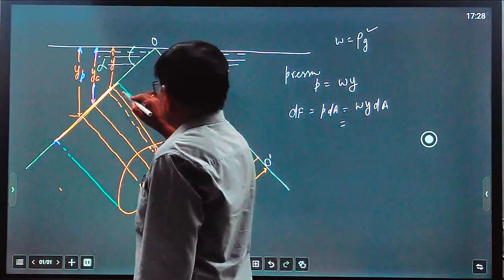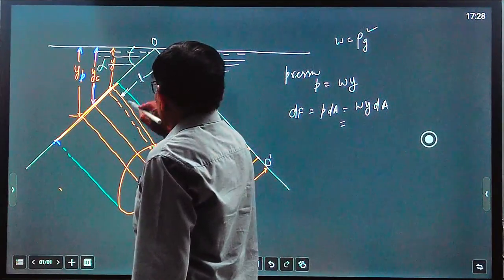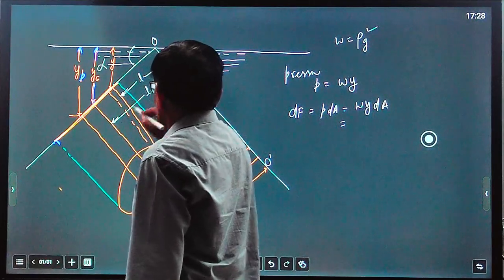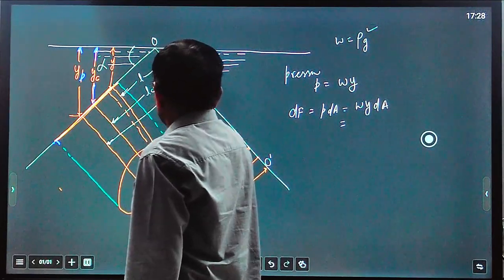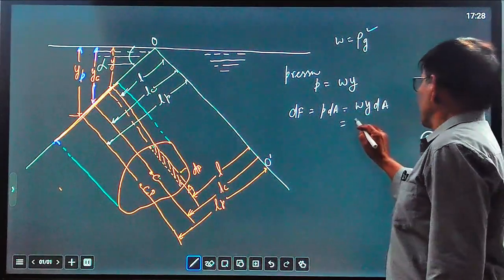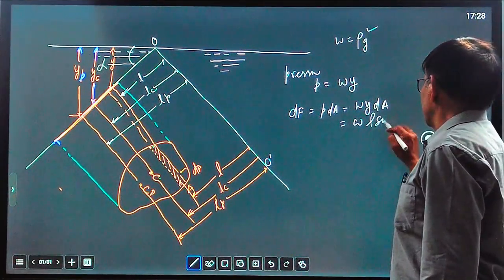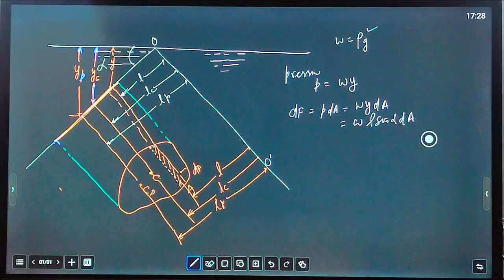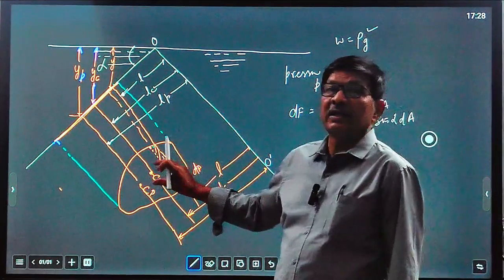This is a length L, and this one is a length LC, the perpendicular distance of reference, and this will be length LP. So we can write omega L sin alpha into dA, which is the elemental force acting on the elemental area dA.